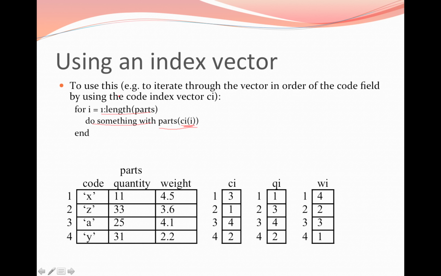So again, we're saying go through the parts vector in this order. The third element, then the first element, then the fourth element, and then the second. So we're going through the parts vector in the order based on the code field. And if we used one of our other index vectors, we would be going through the vector in order based on that particular field.